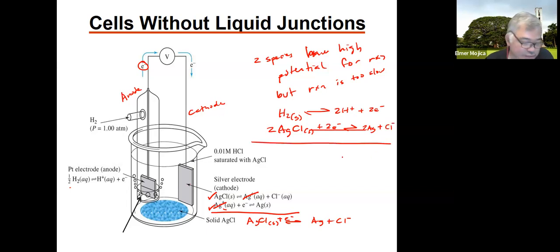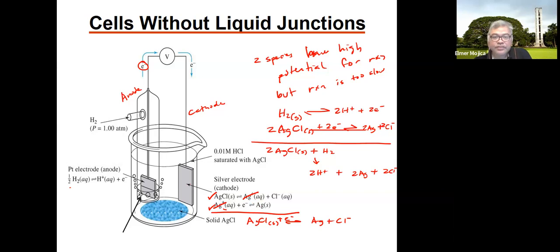And overall, the reaction that is happening here: 2 silver chloride reacting with H2 to produce 2H plus and 2Ag plus 2Cl minus. So this is the reaction that happens when you have no liquid junction.